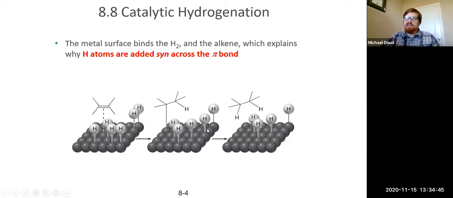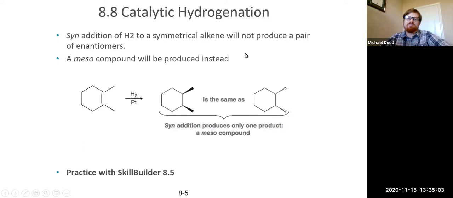It's really good at taking electrons from the pi bond, and it's also really good at taking electrons from the hydrogen gas itself. And because of this, everything's kind of sitting flat on the surface. So things can only get added to the underside of the molecule. And that's why these hydrogen atoms are added syn, in a syn direction.